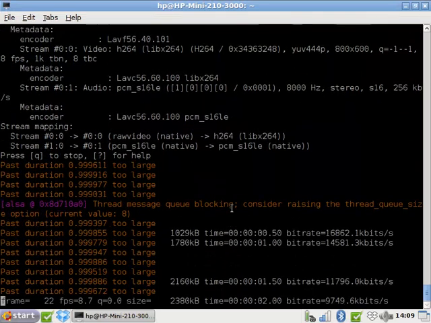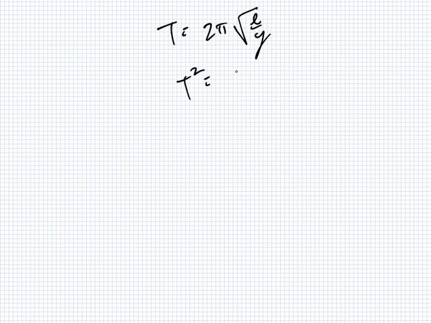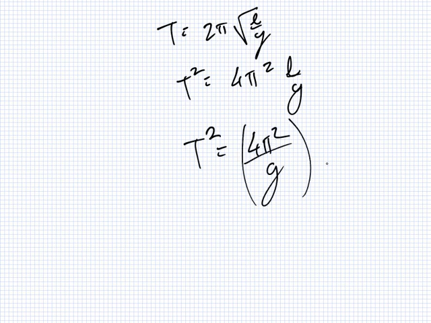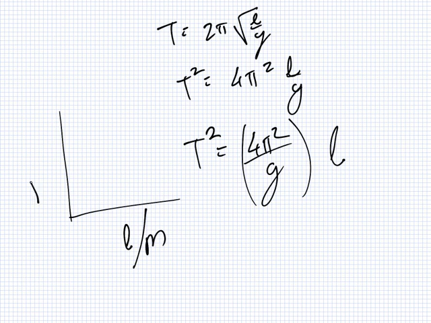So, what did you get for the slope? Well, pi squared over 2. Yeah, if you have t equals 2 pi root L over g, then you get t squared equals 4 pi squared L over g. Or in other words, t squared equals 4 pi squared over g times L. So if you make a plot here, this is L in meters, and this is t squared in seconds squared, then you'll get a straight line.